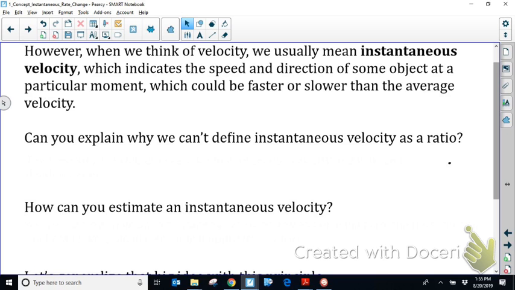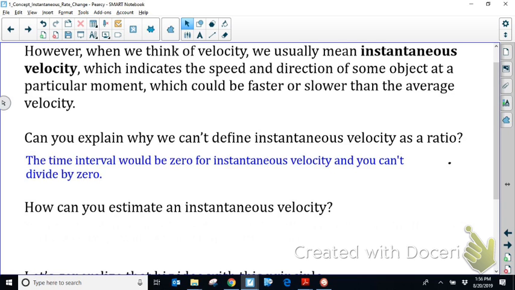Alright, so hopefully you've given yourself some kind of reason why instantaneous velocity can't be expressed as a ratio, and it's because if it's happening at an instant in time, no time is passing. So the time interval is 0, which would give you a 0 in the denominator, and that can't work because you can't divide by 0. It would be undefined at that moment.